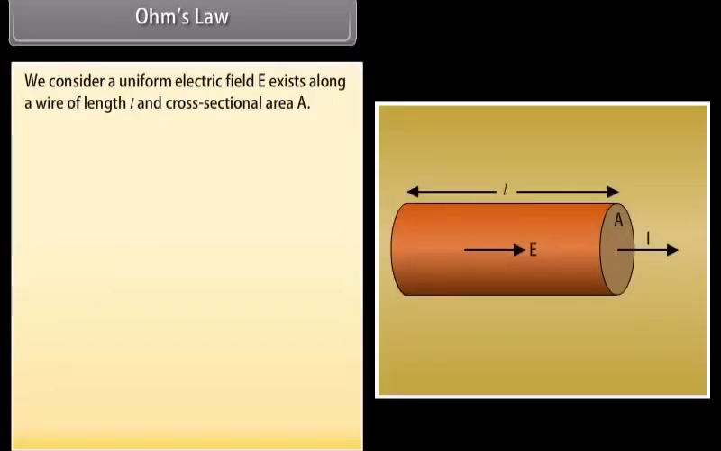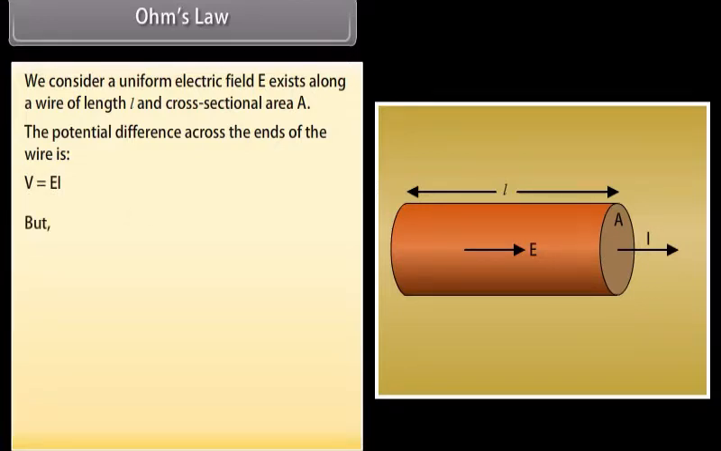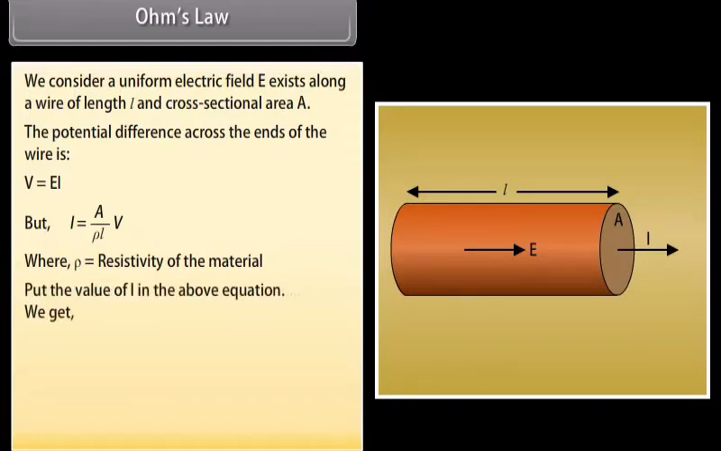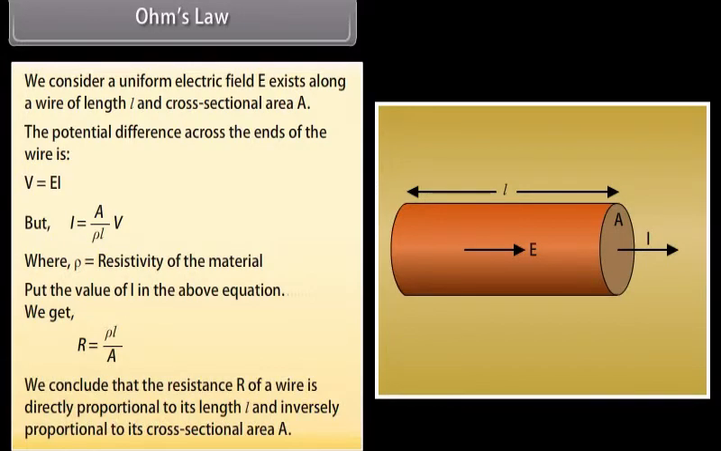We consider a uniform electric field E along a wire of length L and cross-sectional area A. The potential difference across the ends of the wire is given by V is equal to EL, but I is equal to A upon rho L multiplied by V, where rho is the resistivity of the material. Putting the value of I in the above equation, we get the resistance, which is equal to rho L upon A. We conclude that the resistance R of a wire is directly proportional to its length L and inversely proportional to its cross-sectional area A.